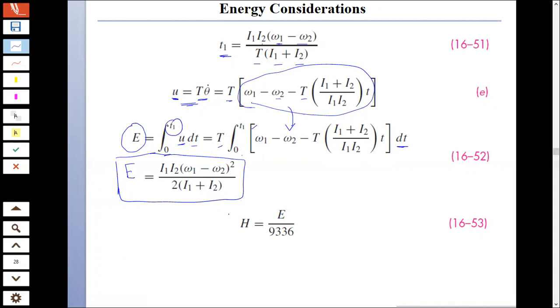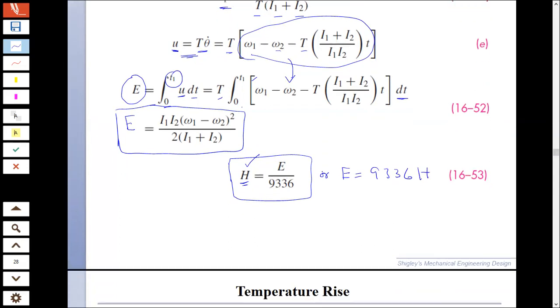Now, the heat and energy conversion is E over 9336. So if I have heat, that is equal to E over 9336, or my E is equal to 9336 times H. Okay. Now, let's see.